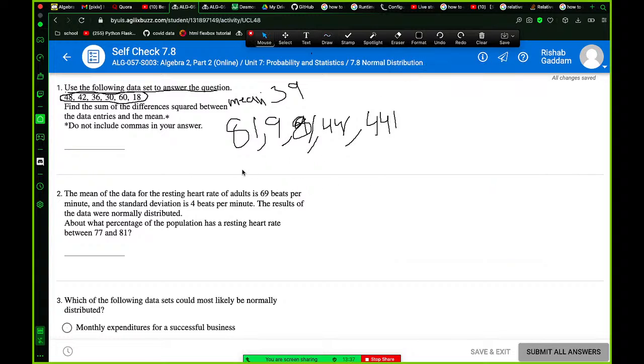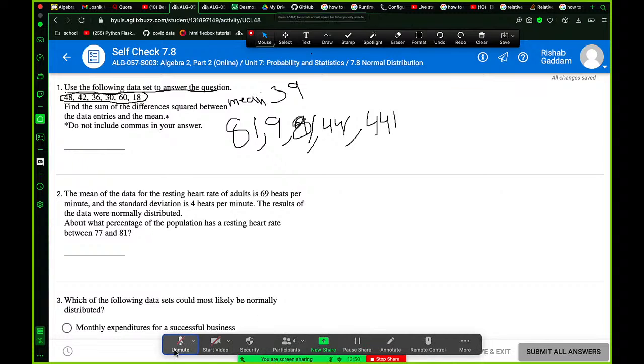So what is the sum of this? Well, there has to be one more 9. Yeah, there is supposed to be one more 9, because you only wrote down 5 numbers. Okay, then sorry about that.